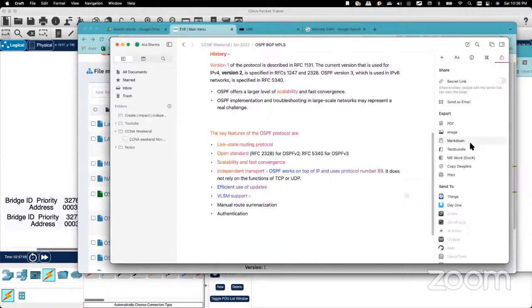What is VLSM support? Because it sends the mask in its routing updates. Yes, very good. What's your name? Rahul Gupta. Okay, good. So it carries the subnet mask information in the routing update. That's called VLSM support. Because in every book, if you read this, you will get the points.